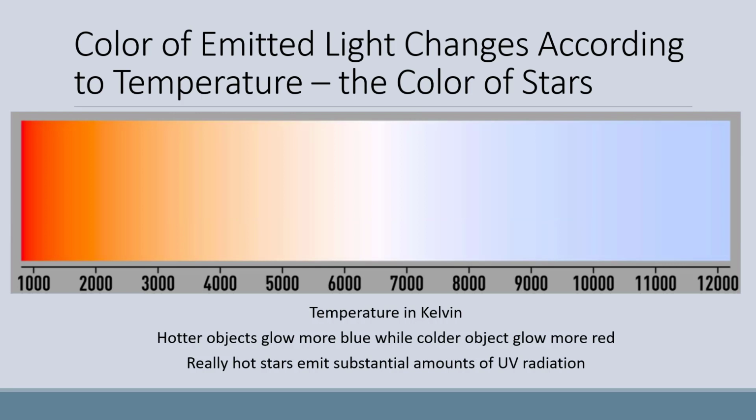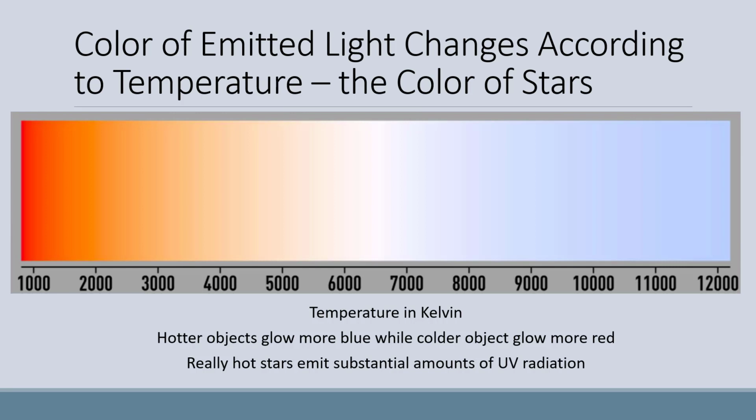Back to color. Hotter objects glow more blue, shown on the right, while colder objects glow more red. Obviously, these are all stars and much hotter than the temperatures we are accustomed to, but you can see there's a fairly wide variation in star temperatures out there.